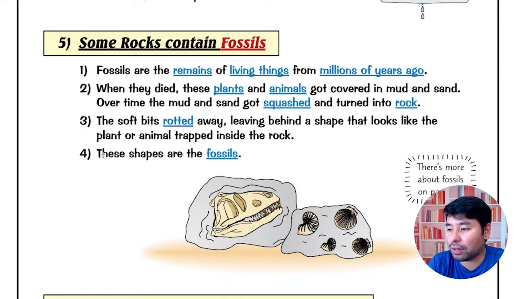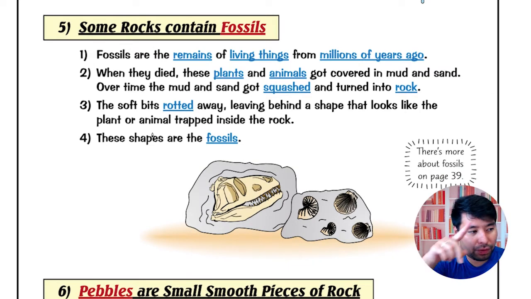These shapes are the fossils. This is the name that we give to this thing. As you can see here over my head, on this side, there is more about fossils on page 39 if you want to know. Okay, but let's go. We have a lot of blue words here, which are important words.